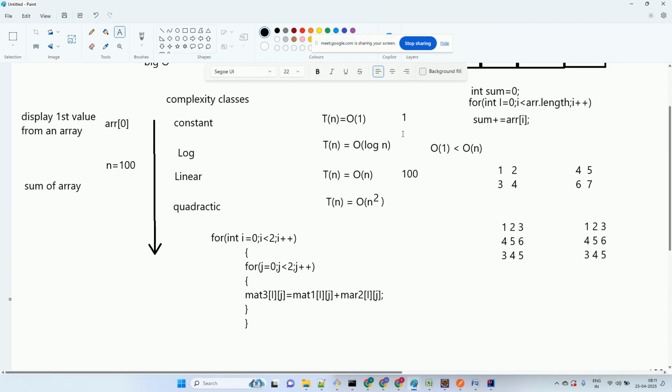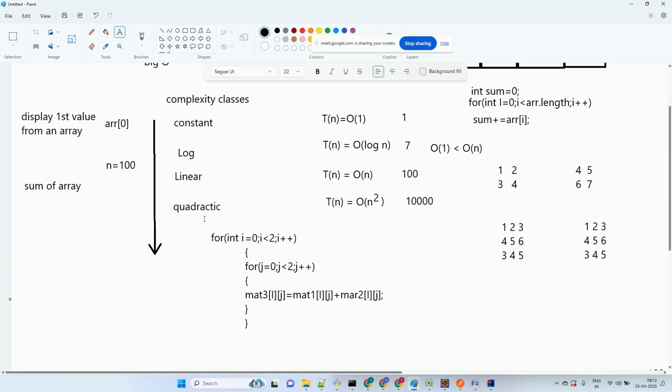So that's why the logarithmic time complexity falls between constant and linear. And if the size is 1000, what will be the quadratic? How many steps? 1000 raised to 2 is 1,000,000, no? Sorry, if the size is 100, what is 100 raised to 2? 10,000. That is 100 multiplied by 100. So it will take 10,000 steps.